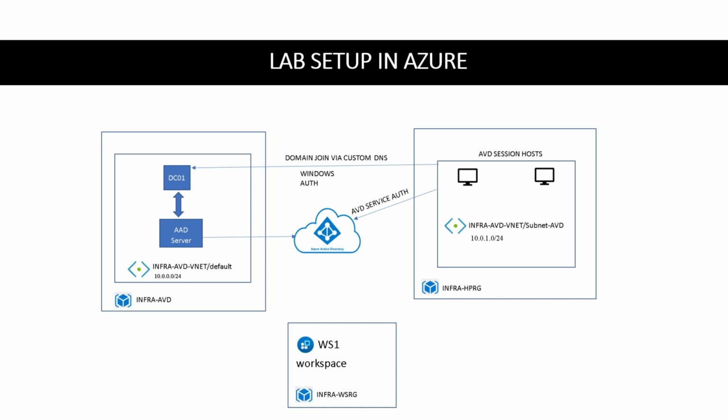I will also have another resource group called Infra WSRG for the workspace. Now, here is how things will work: whenever a user tries to access the session host, they will first authenticate to the AVD service, which is the Remote Desktop service in Azure Cloud. Once that is done, the user will be prompted again for the Windows credentials. There will be a Windows authentication because the machines are joined to the domain. Once the authentication is successful, the user will see the application groups assigned to them.